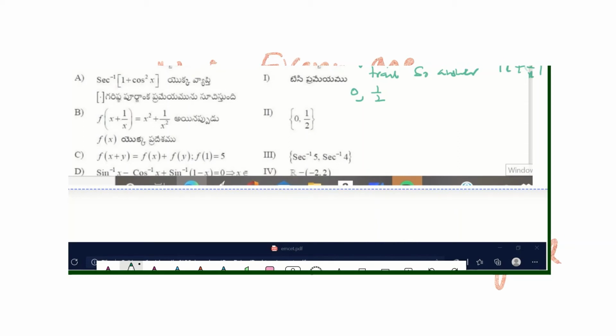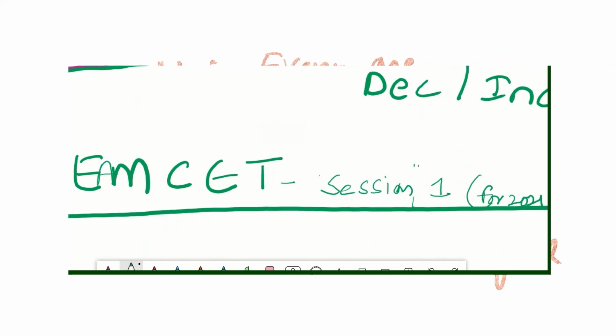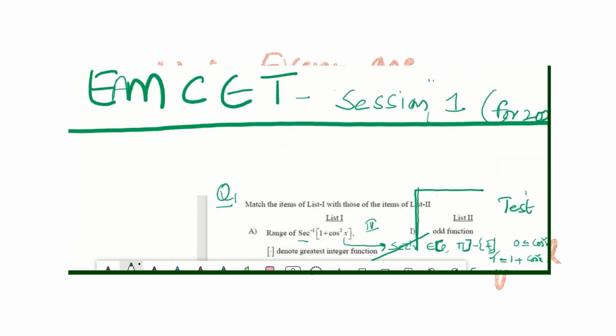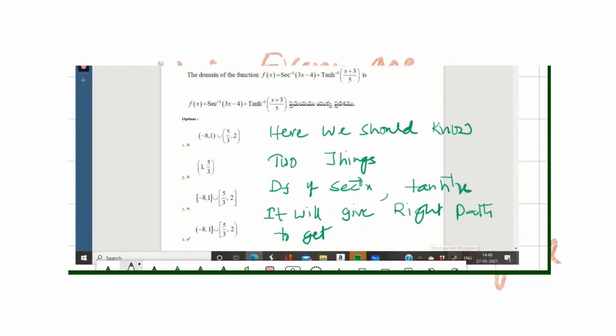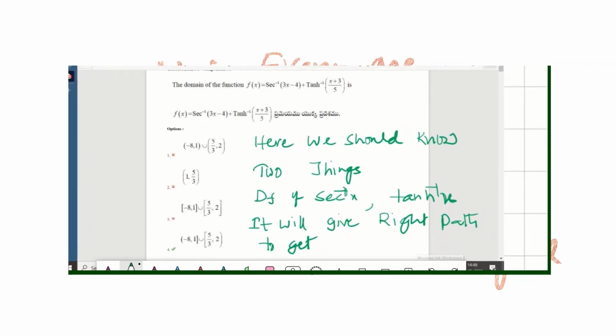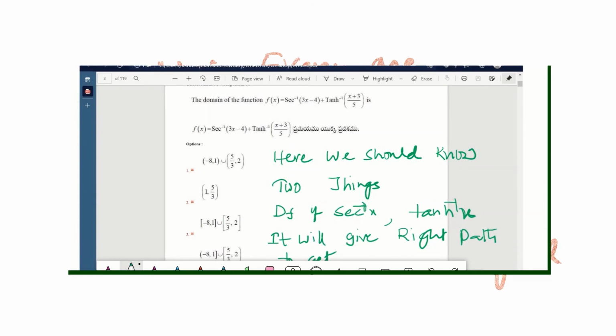So this year you have to concentrate a lot, because for the first time so many members are writing the EMCET examination. So far, near about 1,40,000 applications have been given or sold, you can say. So when you come to question number 2, here the same thing is based on domain only.